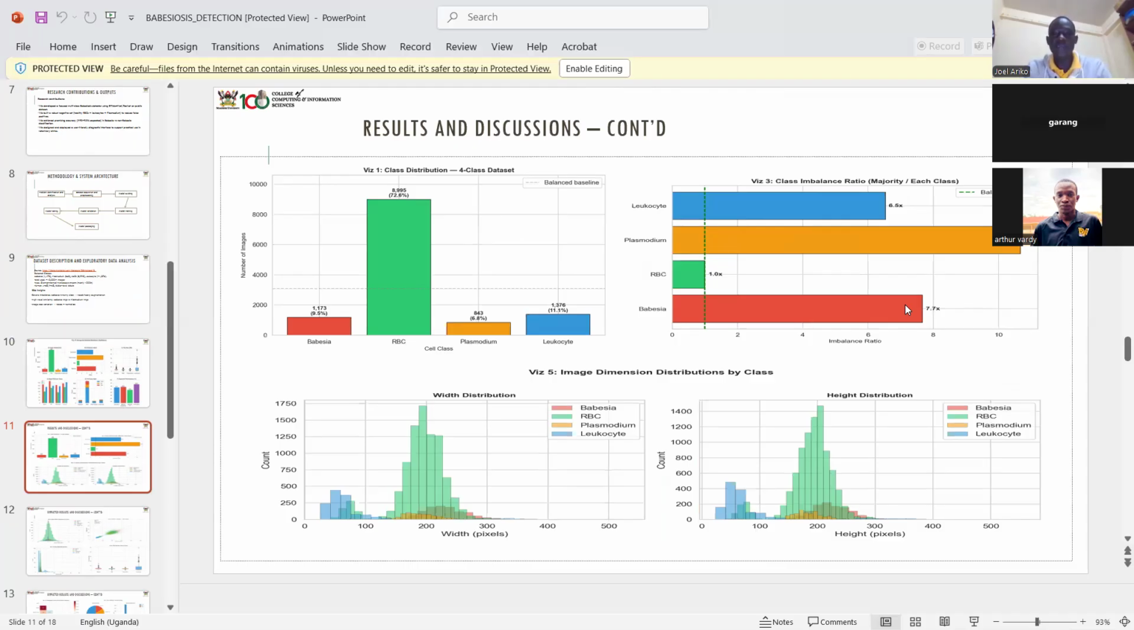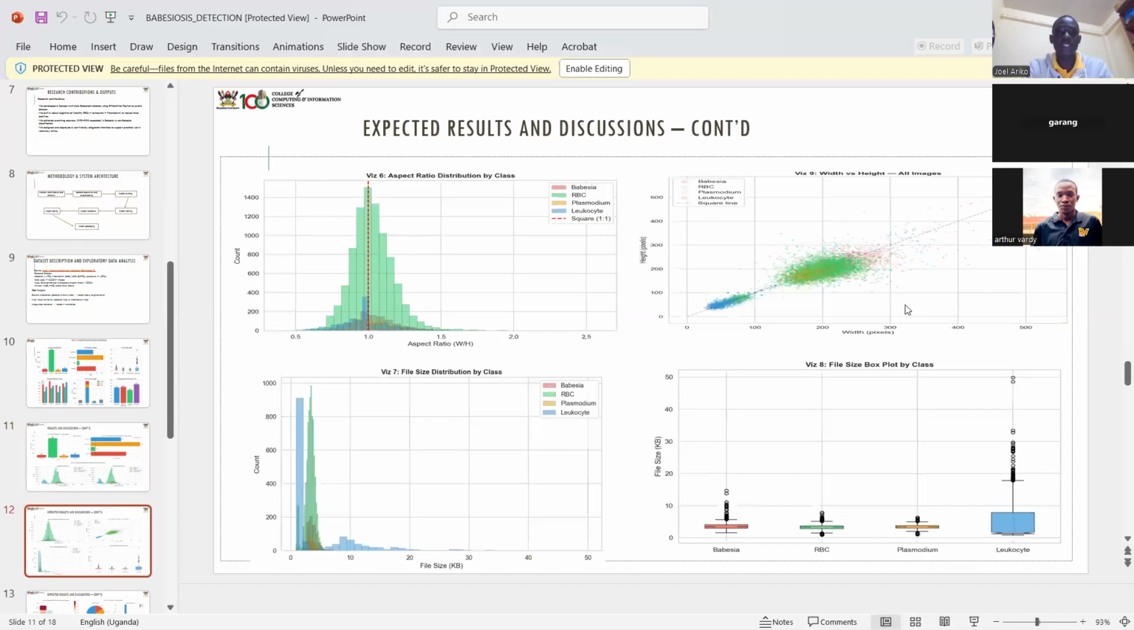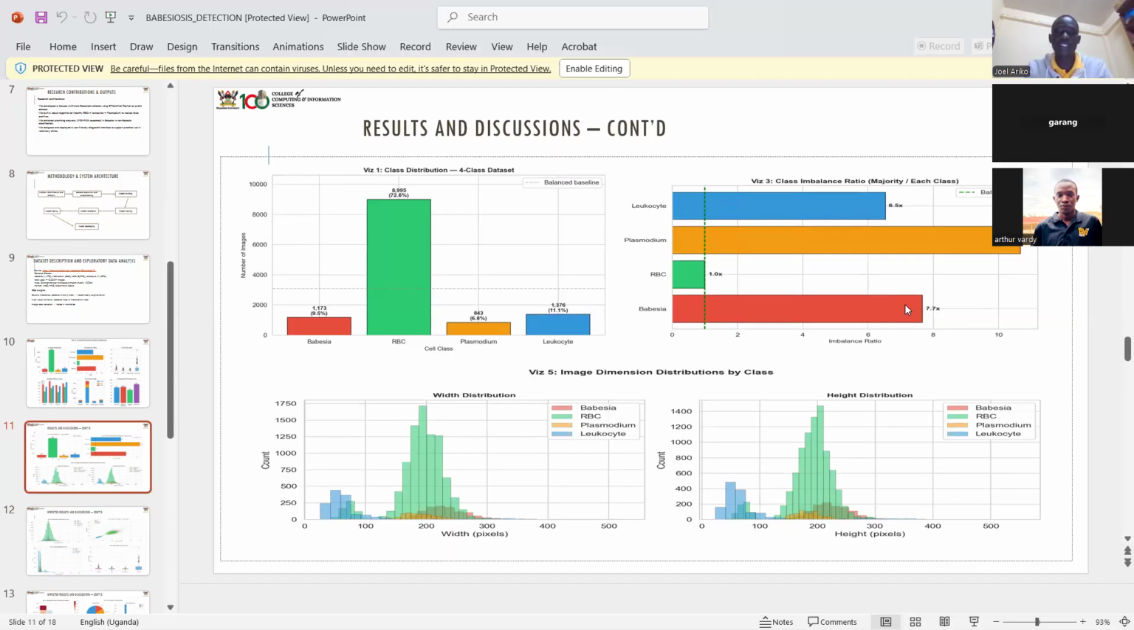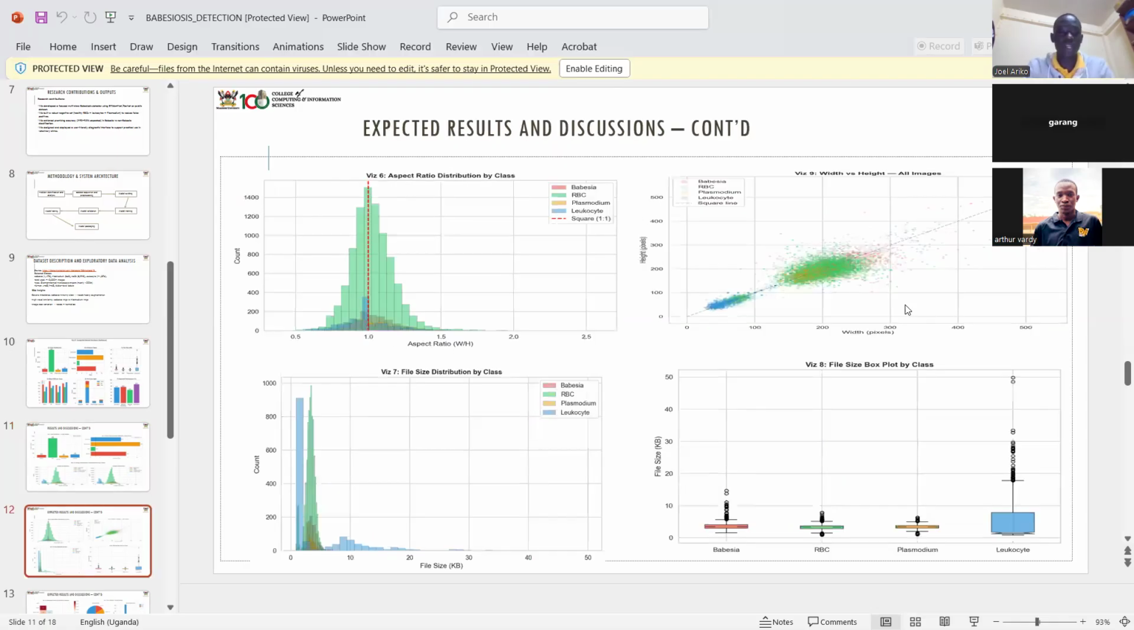Then also here, image dimensions. Images have different heights and widths. Therefore, we have to determine the width and the height of particular images in a particular data set. For example, maybe it can be in Babesia, can be in RBC, that is red blood cells. So when we are resizing images, it helps us to fit them in a particular resolution.